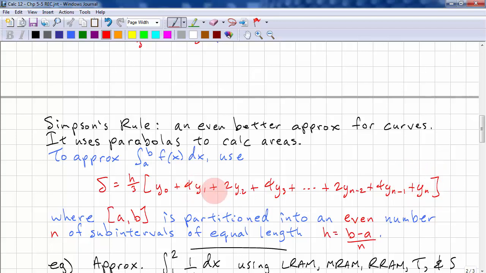Okay, so we alternate between 4s and 2s. The second last term has to be a 4. And because of this pattern, it has to be partitioned into an even number of subintervals. And the subintervals, again, have the length of h equals (b minus a) over n.